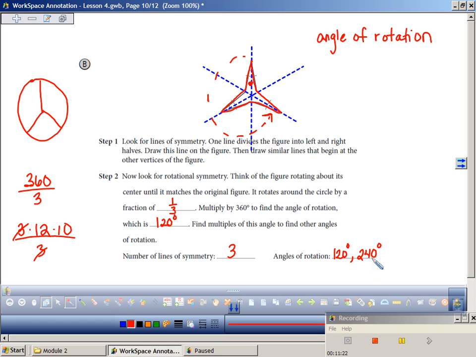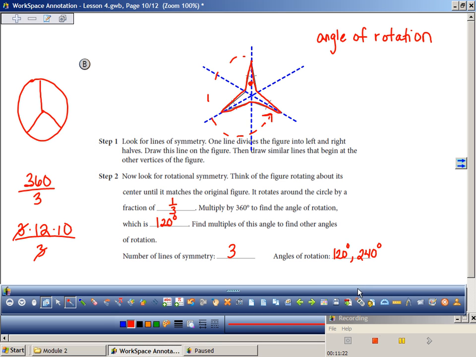Wouldn't you just take 120 and add another 120? Right? And if you added another 120, what would you get? 360, right where we started, right? Pretty easy, correct?